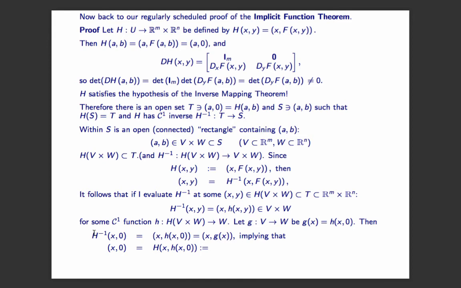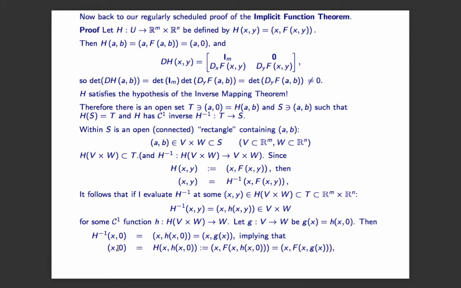Well, that implies that if I take this expression and apply H to it, H of H inverse of (x, 0) is H applied to this. Well, what's the definition of H? Remember what H is defined as. H is defined as this, so I would get (x, f(x, h(x, 0))). That's just the definition of what I define H to be. And remember that this term here is G.